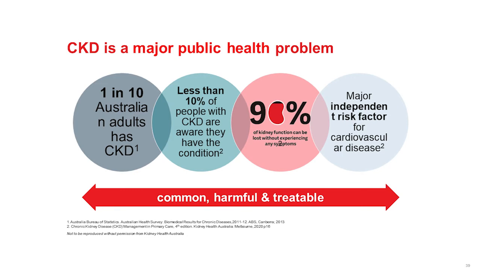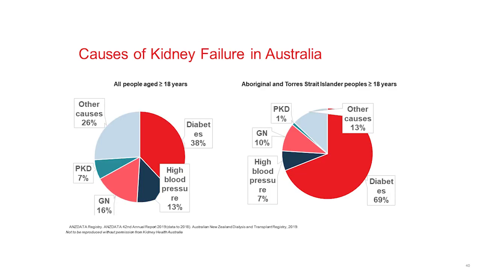CKD is a major independent risk factor for cardiovascular disease. So these are the causes of kidney failure in Australia. You can see that in all people aged over 18 years, diabetes and high blood pressure account for more than 50% of the people who have CKD, and the rest is glomerulonephritis, polycystic kidneys, and other rarer causes. But if you go to the Indigenous population, diabetes contributes nearly 70%, with hypertension contributing another 7%. That's a huge chunk of people with CKD in the Indigenous population.